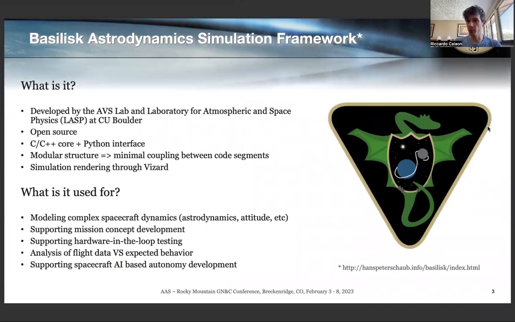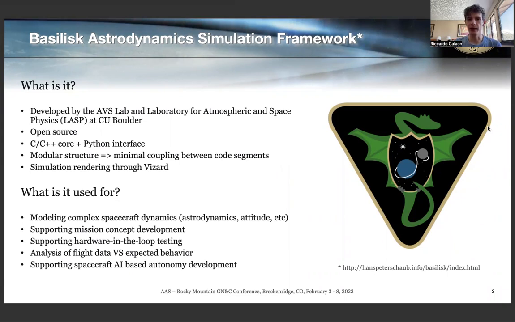Before we move on to it, I should just say that all these simulations are run in Basilisk. Basilisk Astrodynamics Simulation Framework is an open source software that is being developed by the ABS lab at CU Boulder, as well as LASP. It features a C++ core for speed of execution, combined with a Python interface for ease of scriptability.